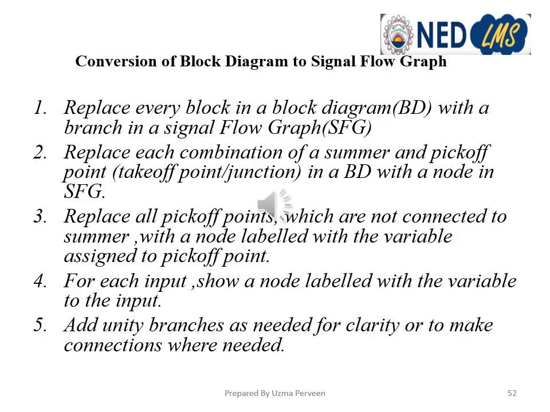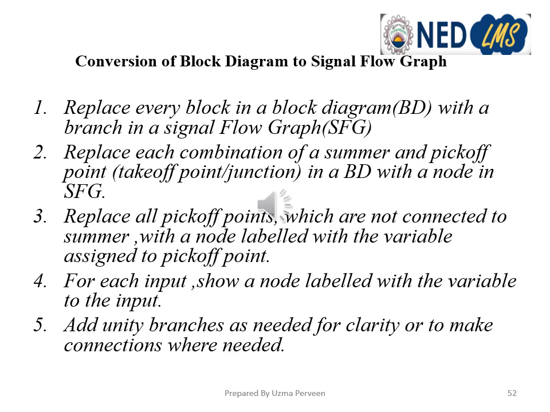Sometimes it is difficult to find the transfer function with the block diagram reduction method. So it is also possible that we convert our block diagram to a signal flow graph. We have to follow the following rules. We'll replace every block with a branch in the signal flow graph. We'll replace each combination of summer and pickoff points with a node, and we'll replace all pickoff points which are not connected to a summer with a node labeled with the variable assigned to the pickoff points.